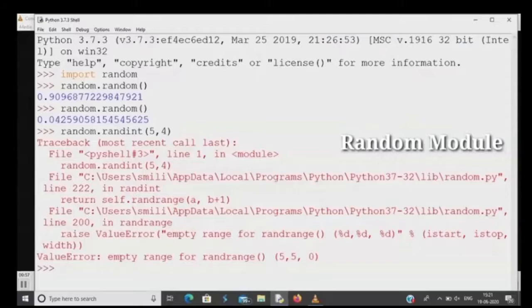What is the difference between random and randint? When I am using randint, we need to provide two values. But the rule is that first value must be the smaller one and second value must be the greater one. You can see here in my example, I am using 5, 4, which is incorrect. That's why we are going to get this error. The first value must be smaller one and the second value must be the greater one, so that it can provide you any number in between the smaller and the greater value.